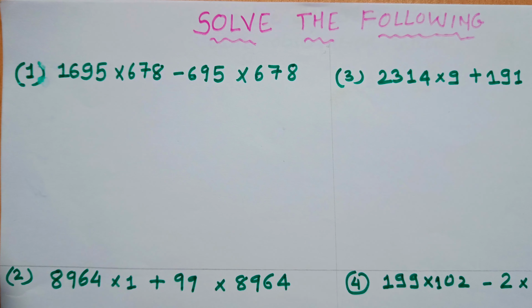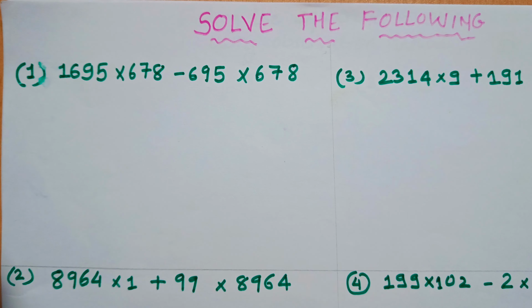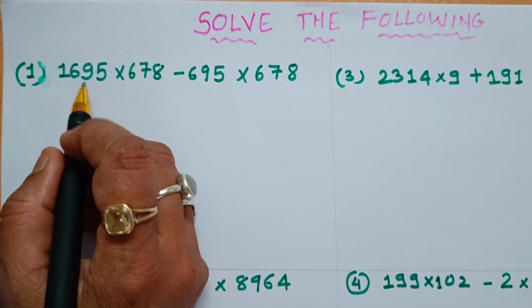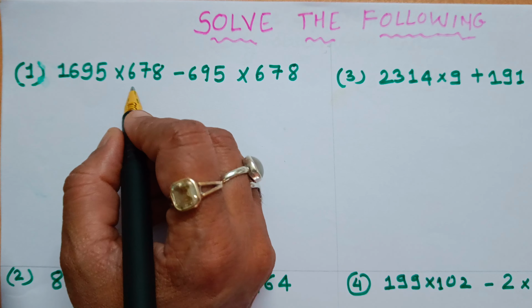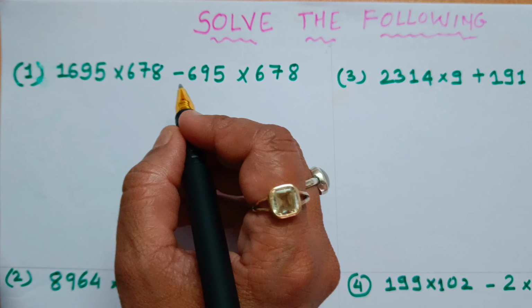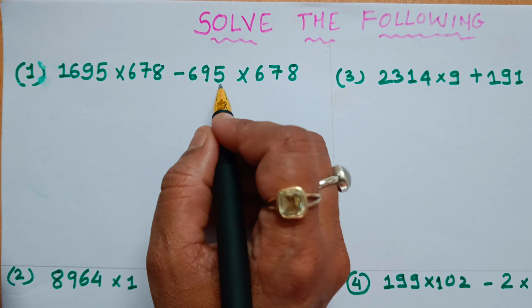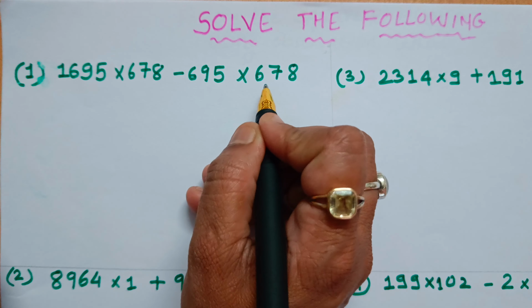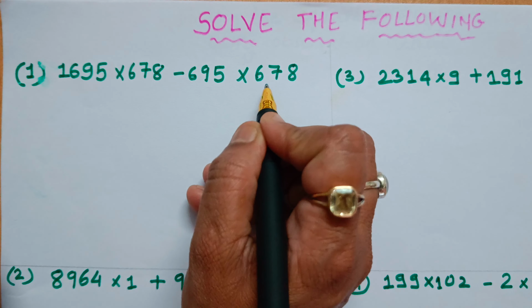Today we solve some math problems. Here given 1695 multiplied by 678 minus 695 multiplied by 678. Now we solve this problem.